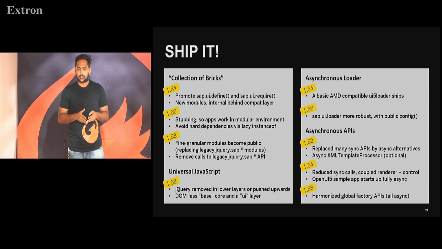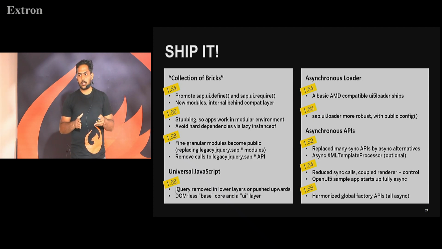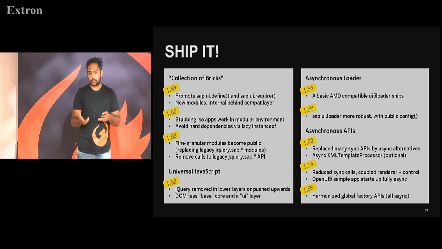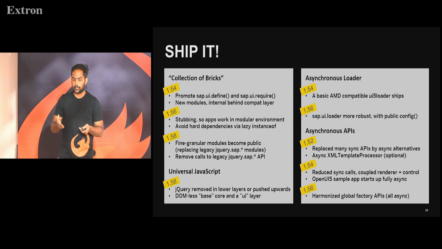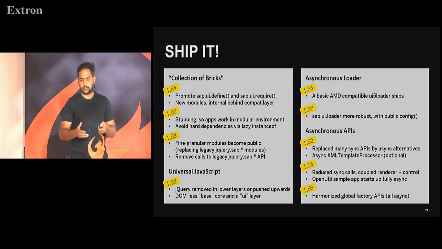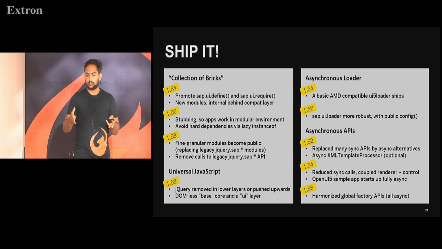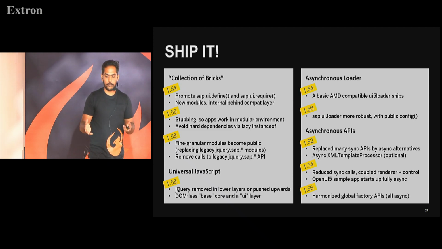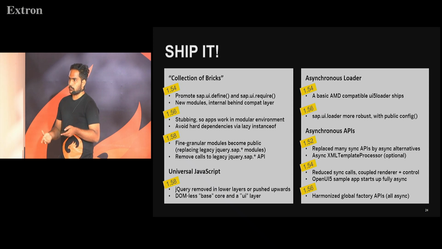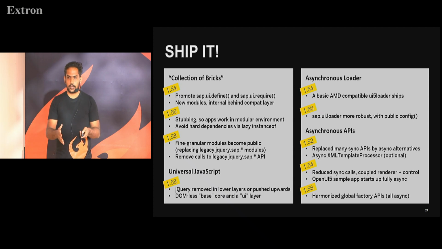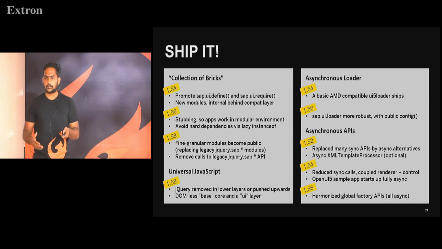As part of the asynchronous APIs, we have already replaced many sync APIs by async alternatives. And then we even introduced in 1.52, I remember, the XML template preprocessor. And in 1.54, we reduced all the sync calls and decoupled renderer plus control. And the first ever open UI5 sample app was now starting in a fully asynchronous way. In 1.56, again, we harmonized global factory APIs. So we tried to introduce everything in an asynchronous manner.